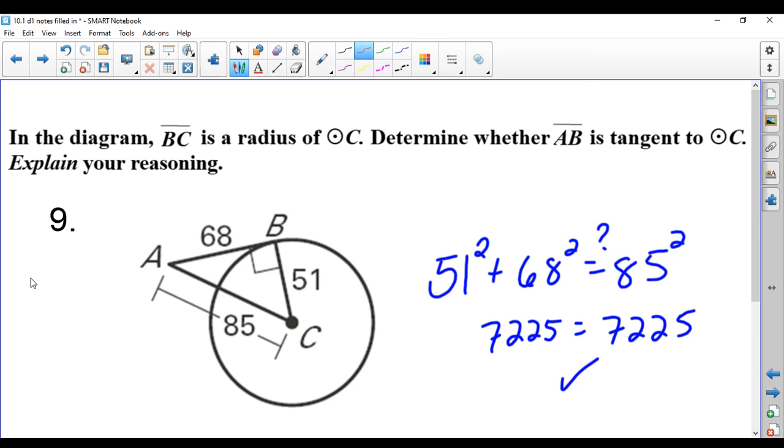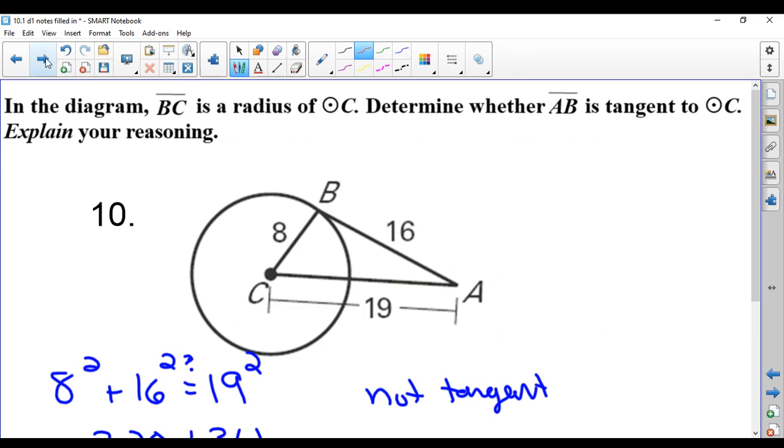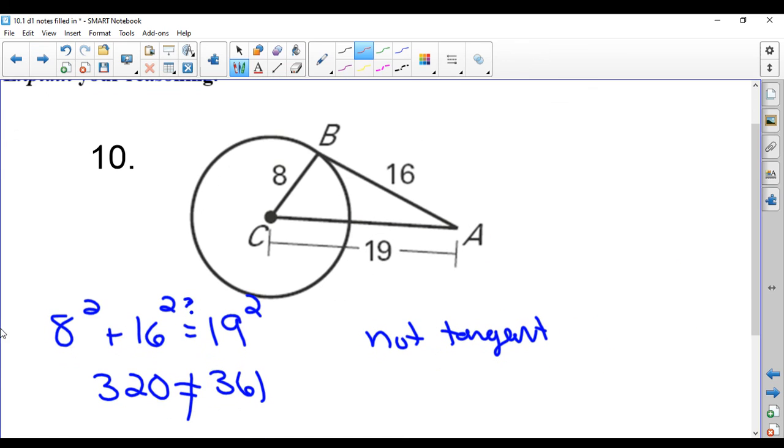I have some more examples in here that I'm just going to post for you. Most of tonight's homework is naming and then looking at whether or not segments have to be tangent. So if AB is a tangent, it has to be perpendicular to BC. So you could use Pythagorean theorem to check if it is a tangent. In this example, 8 squared plus 16 squared is not equal to 19 squared, so that is not a tangent.